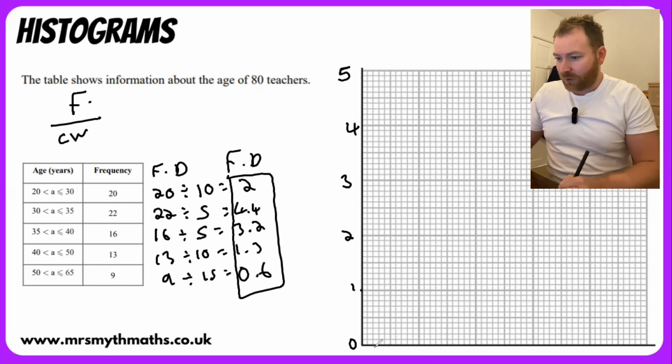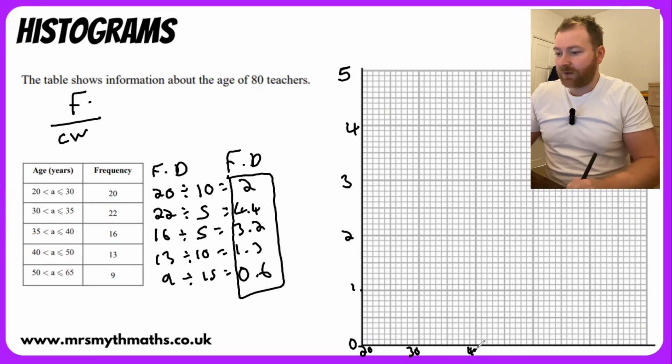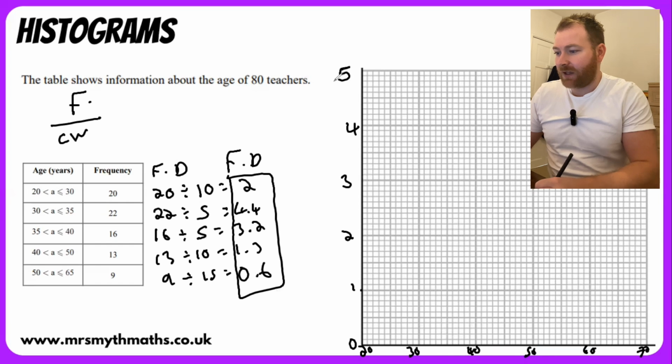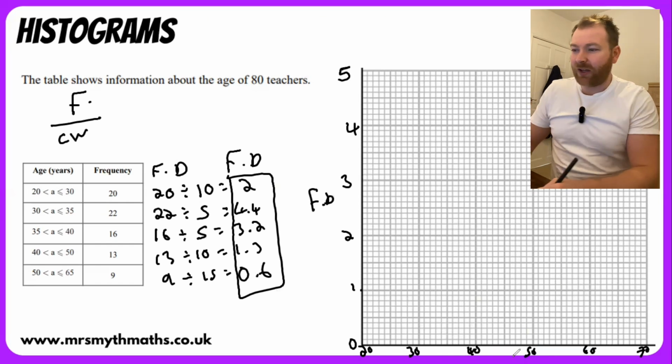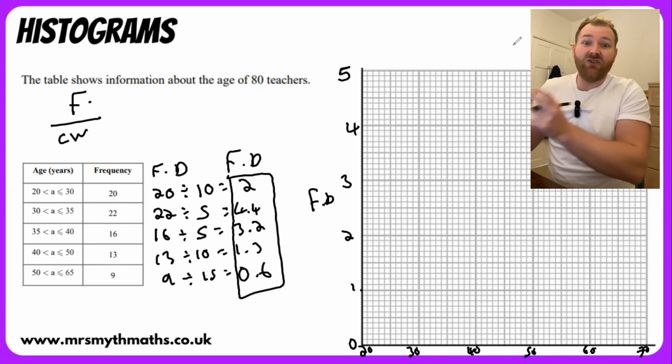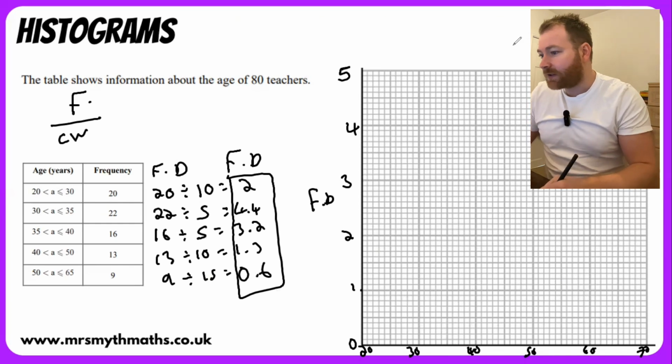20, 30, 40, 50, 60, 70. That works quite nicely, doesn't it? So let's put 20 there, let's put 30, let's put 40, let's put 50, 60 and 70. I'm not going to bother with all the axis titles. You know the titles. You can put frequency density here. You can put age along there. I can't fit that in. You can call this a title, a histogram to show the frequency density of the ages of 80 teachers. So that could be the title.